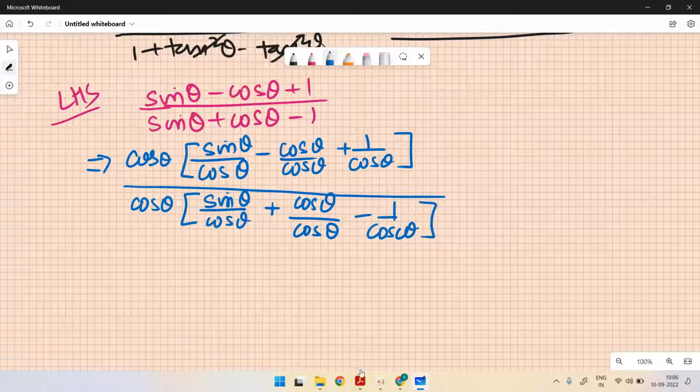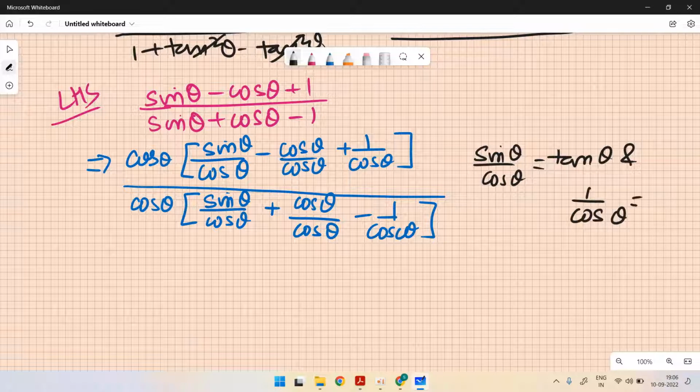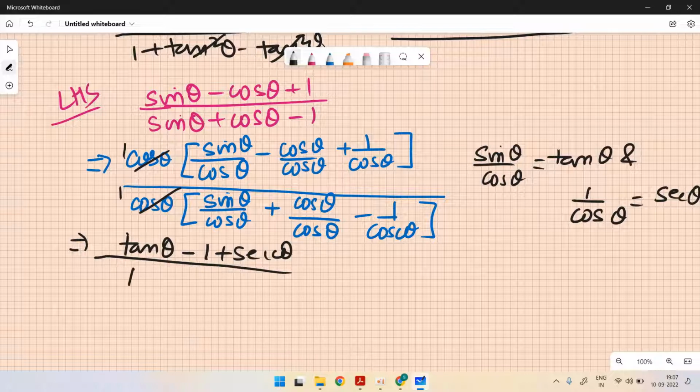And you know that sine theta by cos theta is tan theta, and 1 by cos theta is secant theta. So from here this expression will become, cos and cos cancel, which is 1, so this will become tan theta minus 1 plus secant theta upon tan theta plus 1 minus secant theta.